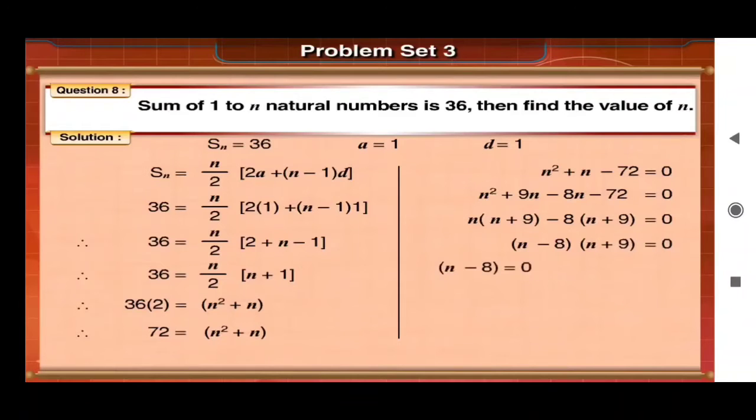n minus 8 is equal to 0, or n plus 9 is equal to 0. Therefore, n is equal to 8, or n is equal to minus 9. But n belongs to natural numbers. Therefore, on discarding the negative term, we get n is equal to 8.